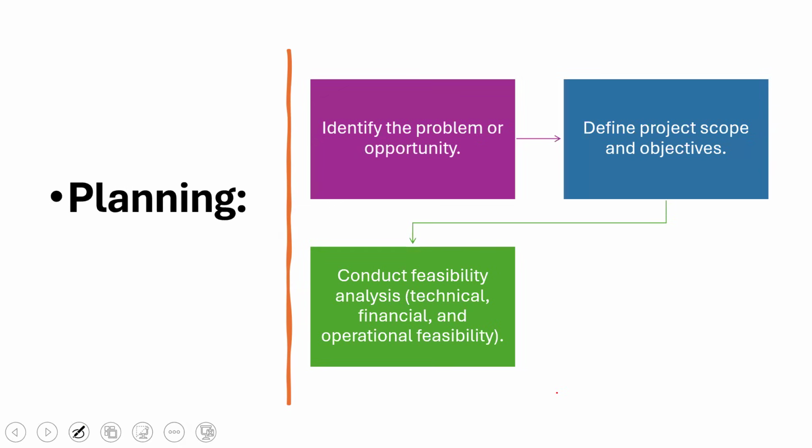So let's look at each of these phases one after the other. On the planning stage, first of all, you identify the problem or the opportunity that exists. Then after that, you define the project scope and objective. After doing that, you conduct feasibility analysis. All right. Technical, financial, and operational feasibility. Once you do that, all these things are within the planning stage, right?